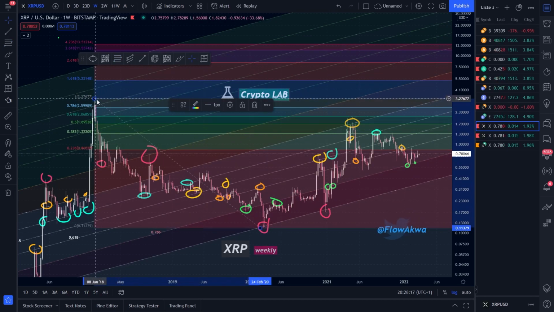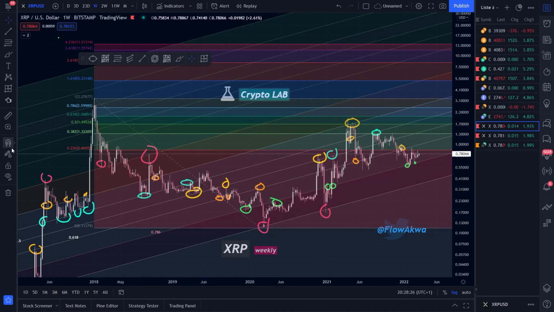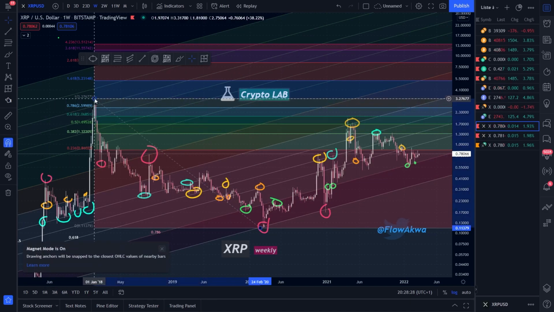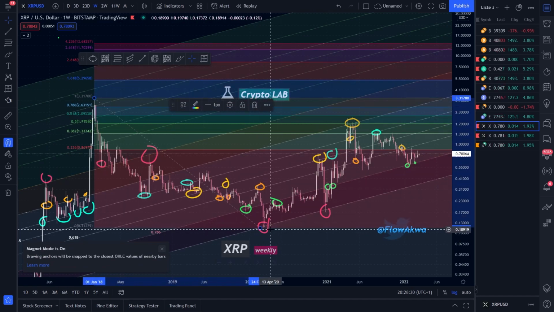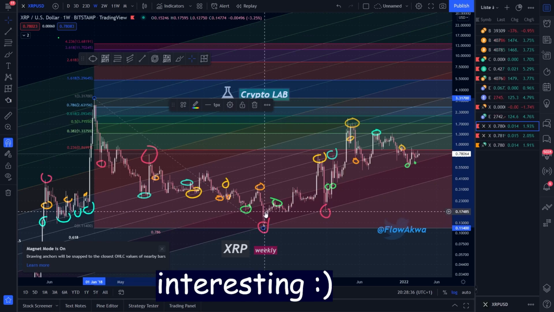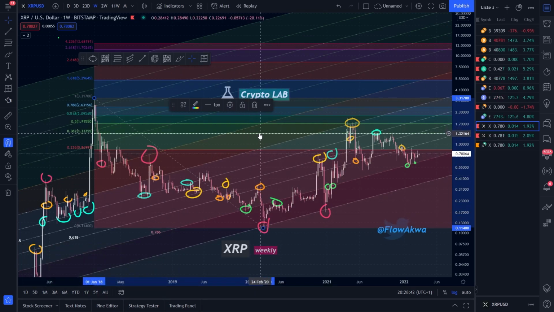From the very top of XRP in 2017 to the bottom. And as you can see, I will use the magnet to be very precise with the chart. Okay, now this is getting very interesting. We have very important levels for XRP, and these are Fibonacci ratios too, but this time we have horizontal lines.